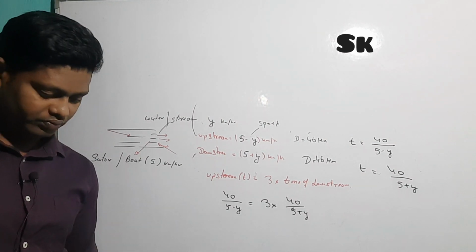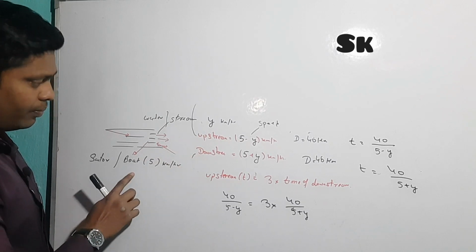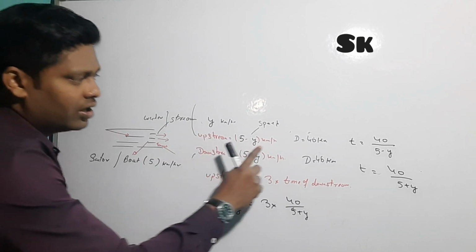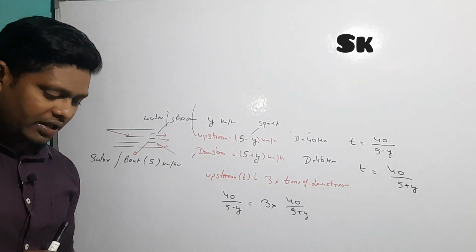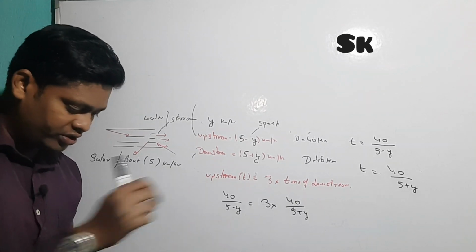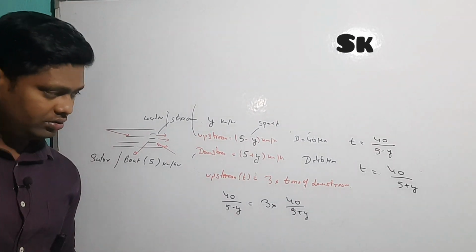Say, upstream, na? Boat. Kilometer per hour. Speed, na? Kilometer per hour is the unit of speed, na? So, this is the equation, you see. Anyone is having any doubt regarding this one, you tell me now only.